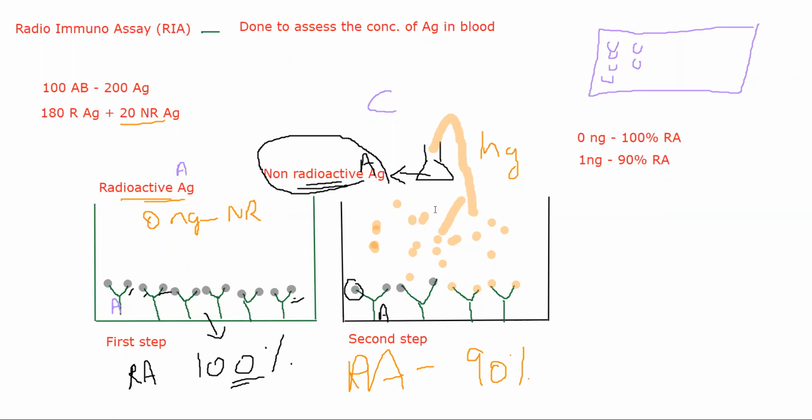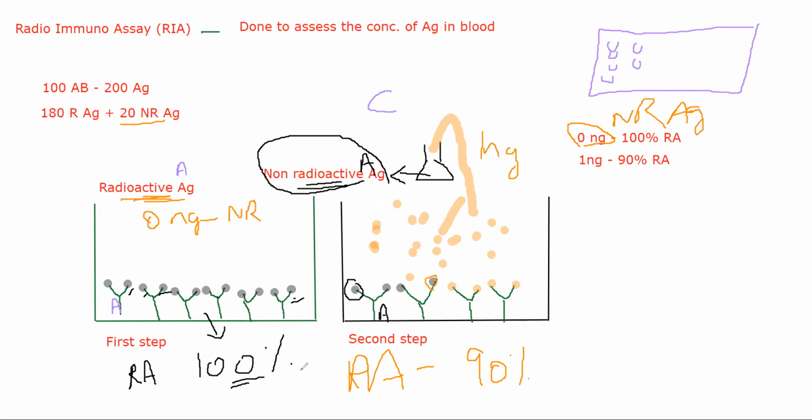Are you able to follow what is happening? Initially there was no non-radioactive antigen. That is why all the antigens present in that well were radioactive, giving 100% radioactivity. That is why here we have 0 nanograms. All of the antigens that were present were radioactive. What we are measuring is how much the radioactivity will decrease based on the concentration of non-radioactive antigen added, because these non-radioactive antigens are replacing radioactive antigens.